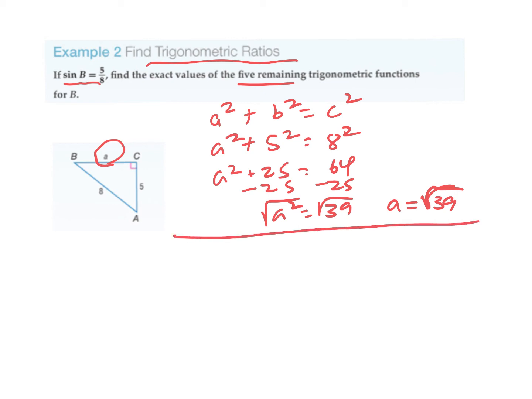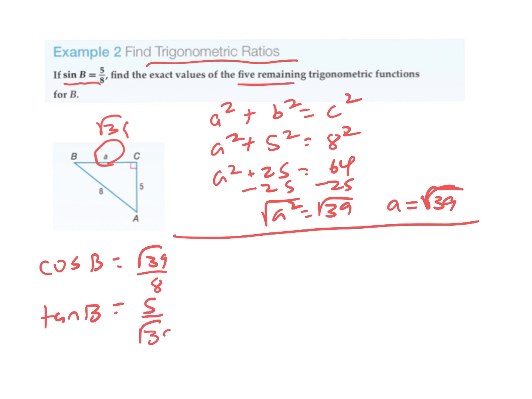This side is now square root of 39. So sine of B we already know is 5 over 8. They tell us that. So let's do the cosine. The cosine is the side adjacent over the hypotenuse. The adjacent is the square root of 39, because that's what's next to B, over the hypotenuse, which is 8. And then the tangent is opposite over adjacent. So opposite is 5, and the adjacent happens to be square root of 39.